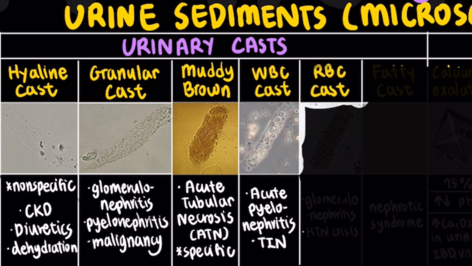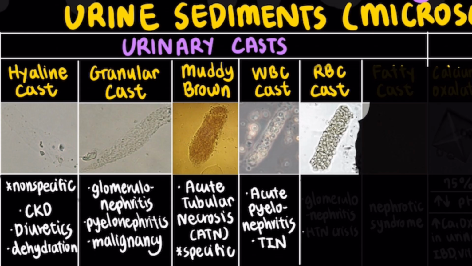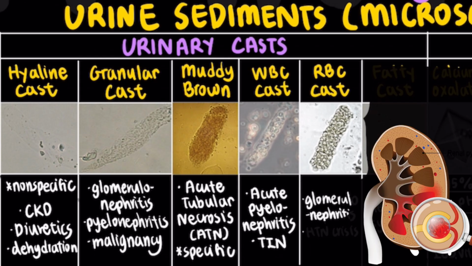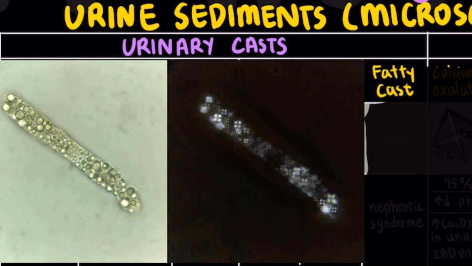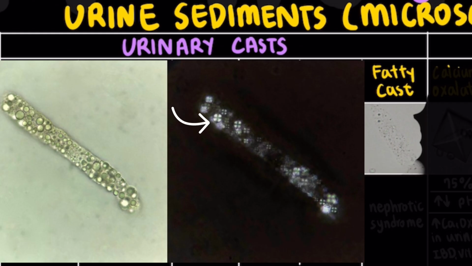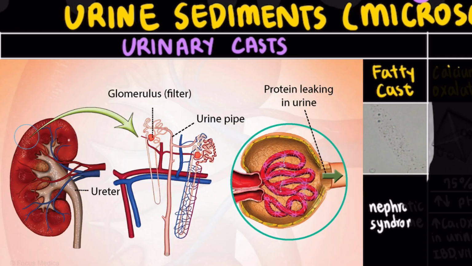Red blood cell casts are very important. They indicate that red blood cells are leaking through the glomerulus and getting trapped in tubules, so this finding is specific for glomerulonephritis. It can also be seen in severe hypertensive emergencies, causing glomerular damage. Finally, the fatty cast. This one contains lipid droplets and looks like it has Maltese crosses under polarized light. It's most often seen in nephrotic syndrome, where heavy proteinuria leads to lipid-rich tubular filtrate.